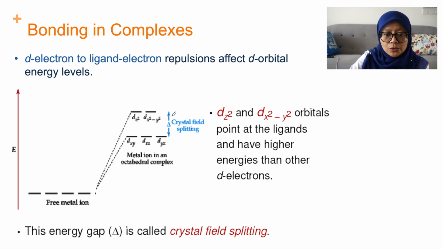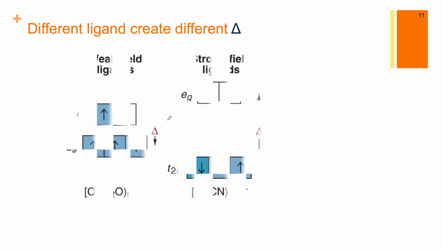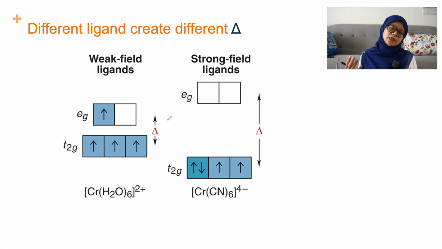And then you need to show the crystal field splitting energy. So how to differentiate which one has higher energy and which one has lower splitting energy? First one is the types of ligands. Different ligands will create different splitting energy, or different delta. Here, we have 2 types of ligands.